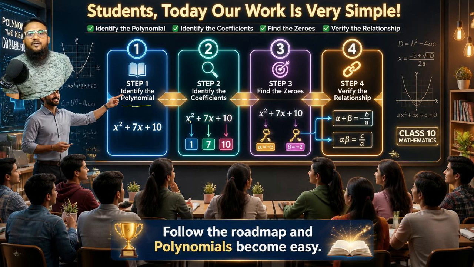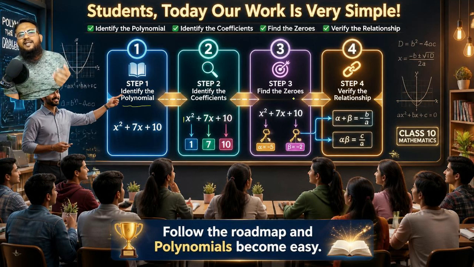See, x square, what is the coefficient of x square? If there is no coefficient, we consider 1 as the coefficient. So 1 is the coefficient of x square and 7 is the coefficient of x and the last term is 10. This is the second step. The first step is the polynomial, x square plus 7x plus 10. In this expression, 1 is the coefficient of x square, 7 is the coefficient of x and 10 is the last term.